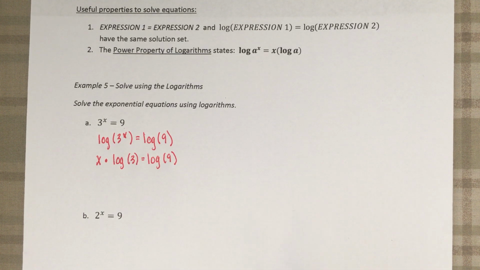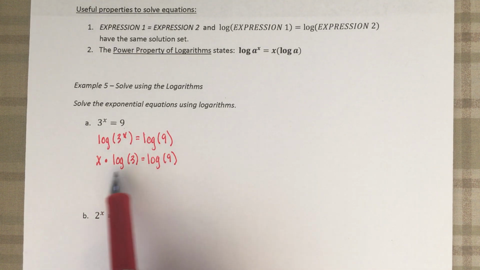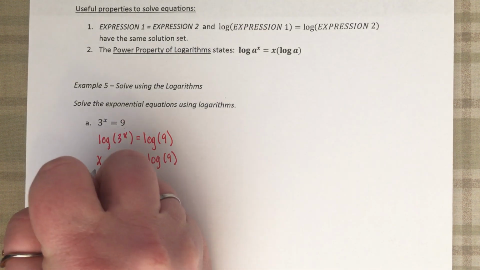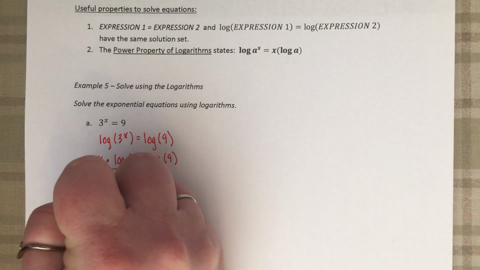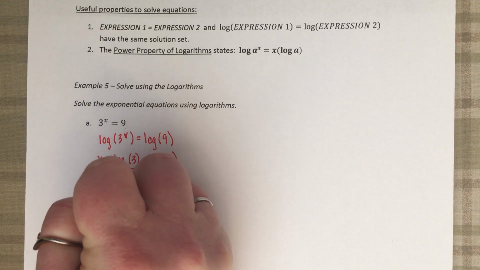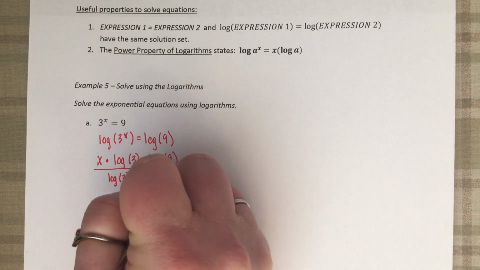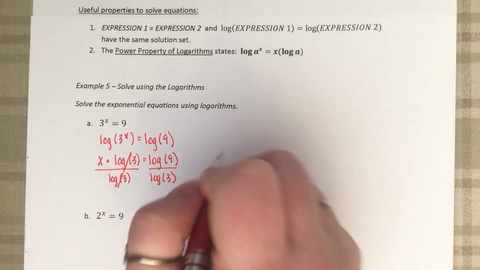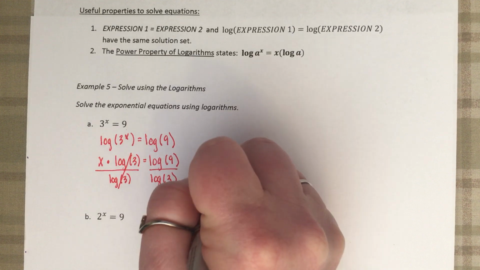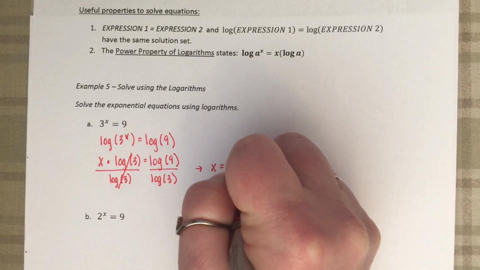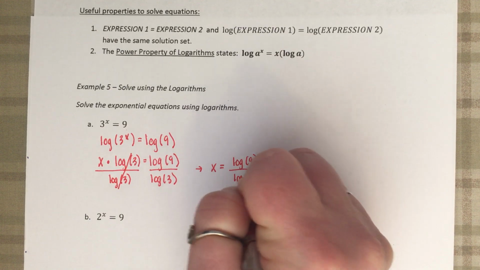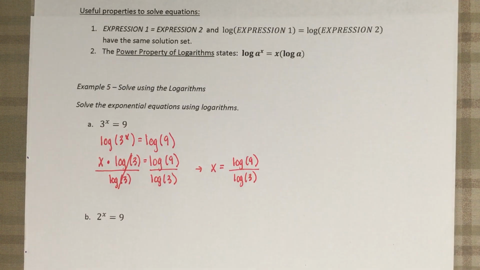Now we want to get x all by itself. If we want to get x all by itself, that means that we need to get rid of this log of 3. Right now that's being multiplied by x. So to get rid of that, we're going to divide both sides by the log of 3. And that's going to give us that x is equal to the log of 9 divided by the log of 3.